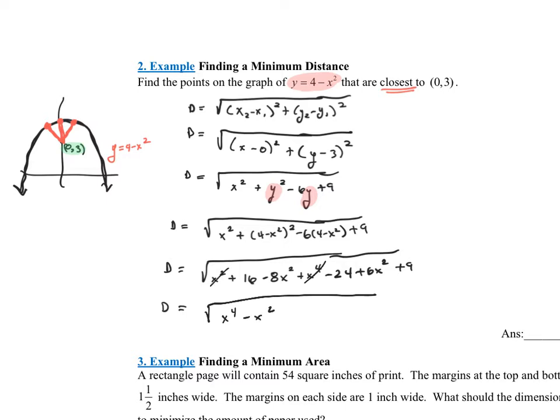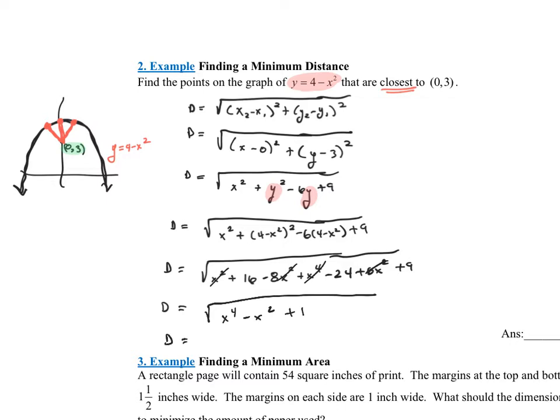That gets rid of my x squared terms. I have a positive 16 minus 24 is negative 8 plus 9 would be a plus 1. So now I have my distance formula in terms of 1 variable where I can minimize this. This is what I want to minimize.